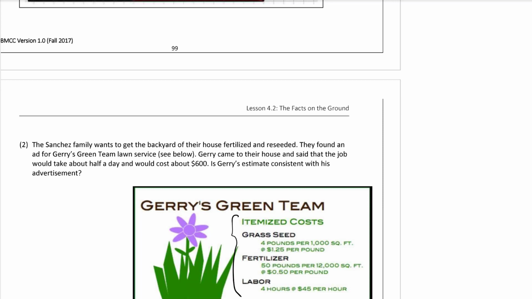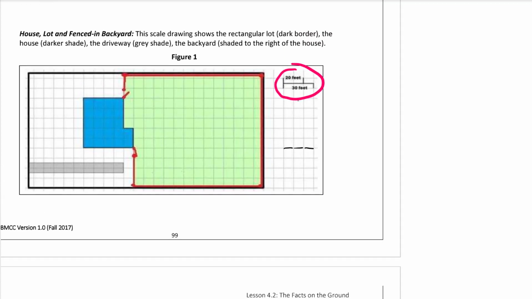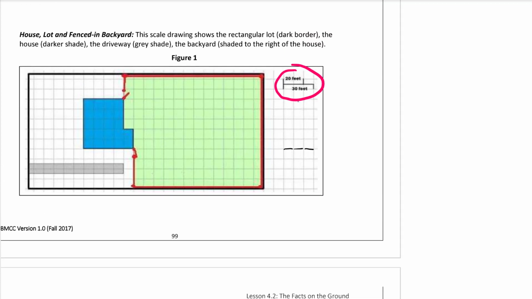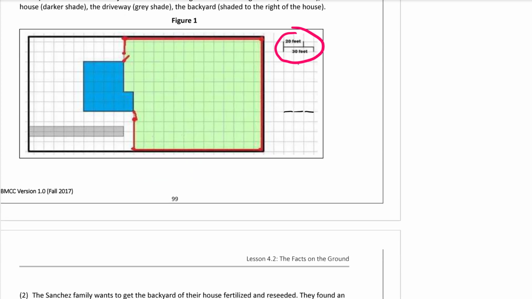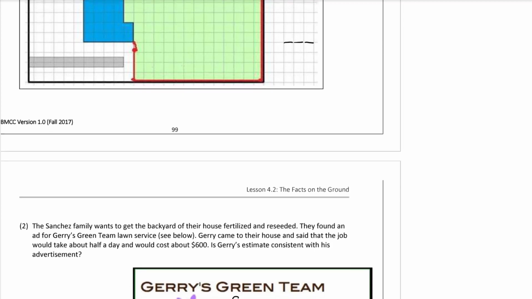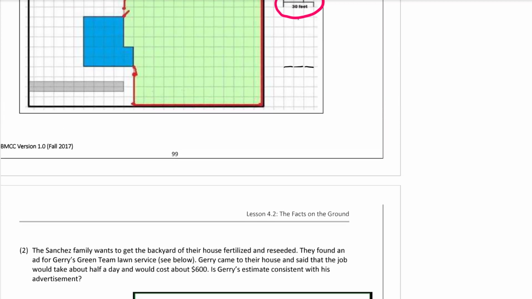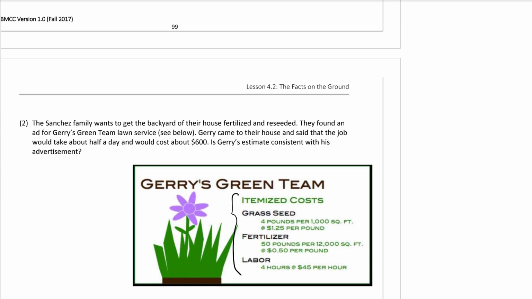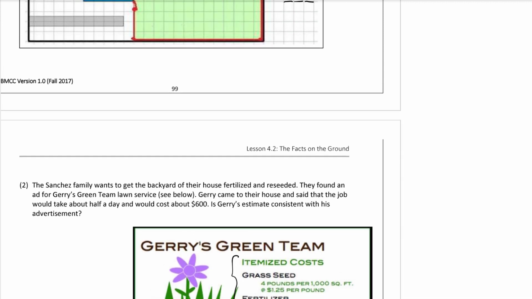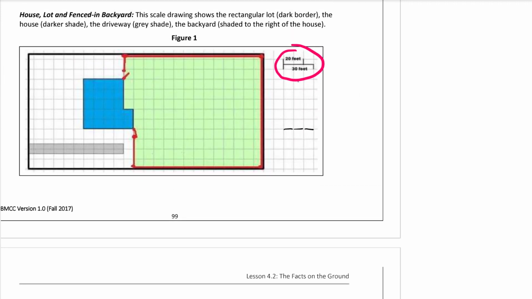This is a little outdated in terms of the salaries and prices, but we'll use that advertisement to answer the question. So now look, in this lime color, you see the backyard. They want to fertilize it and reseed it. So my question to you first, what information do we need to know about the backyard for us to start doing calculations? I'll give you a moment to decide what we need to calculate first in order to start finding out the cost. Alrighty, so what we need to know is the area of the backyard.